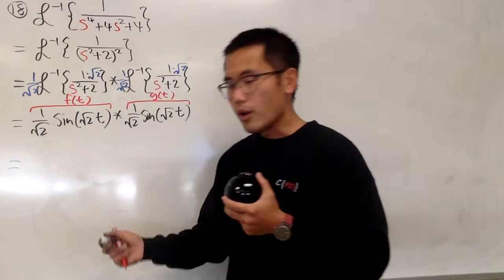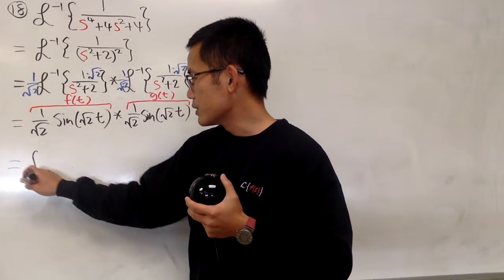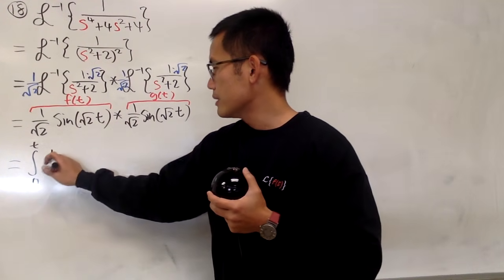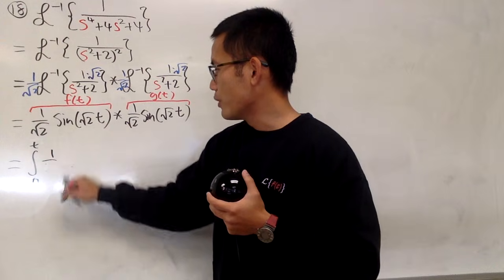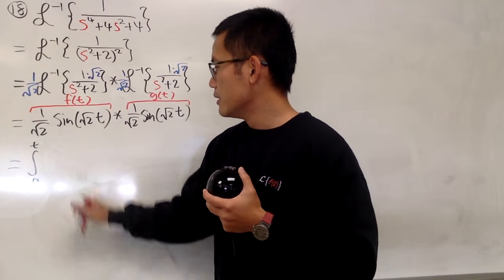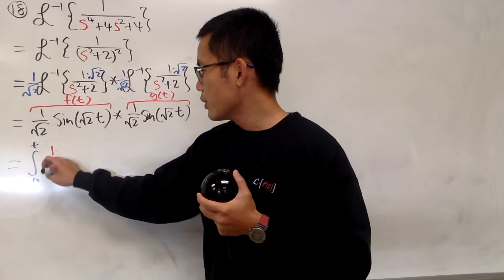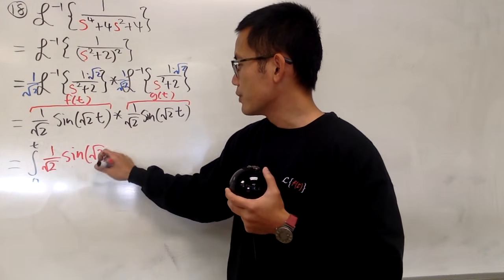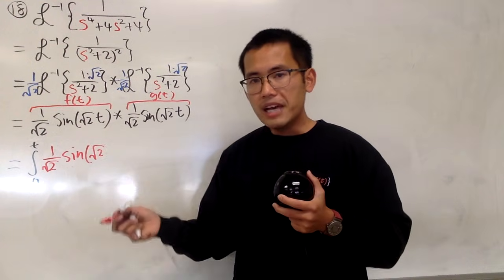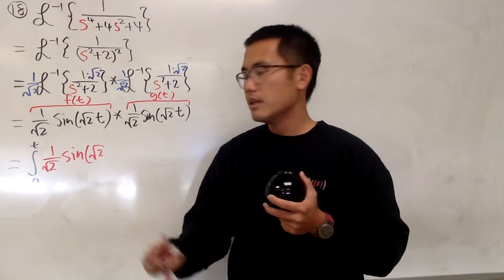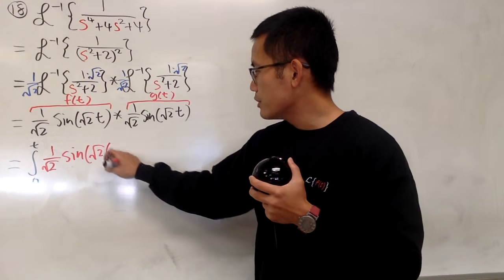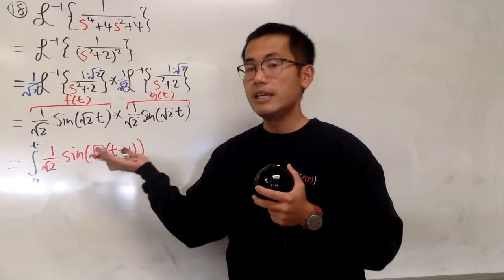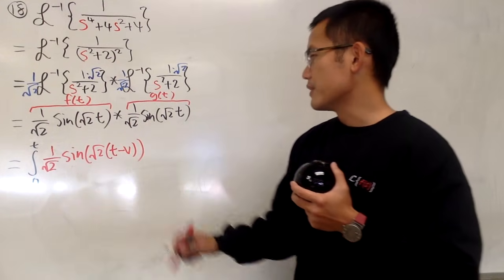Right? So, the convolution formula says you actually end up with the integral going from 0 to t. And you write down f of, right? So let's write down the f first, which is 1 over square root of 2 sine of square root of 2. You write down f of t minus phi. So this t right here actually becomes t minus phi, like that. This is the first part.